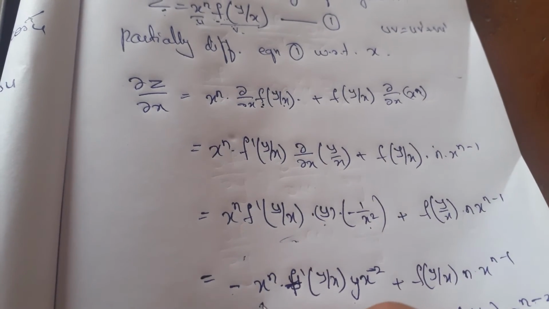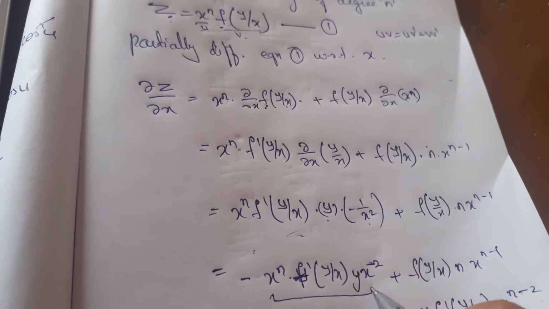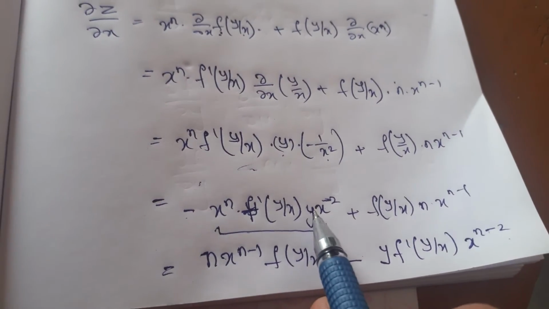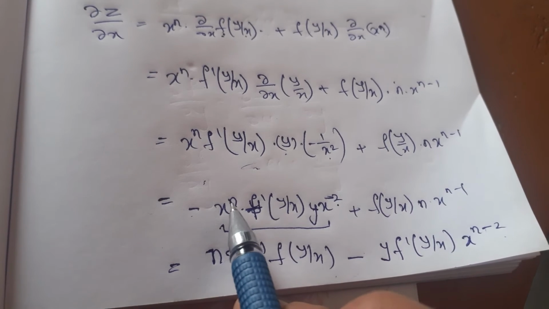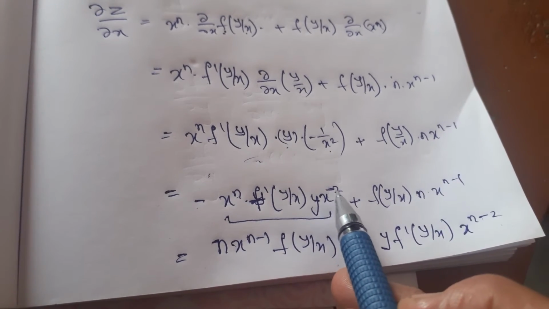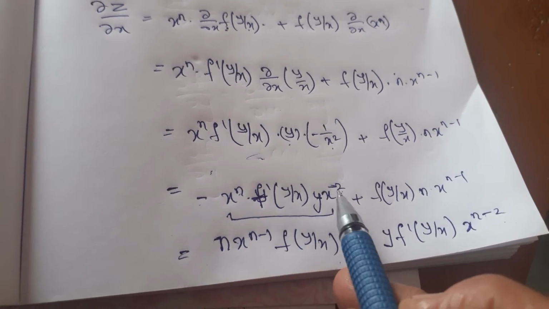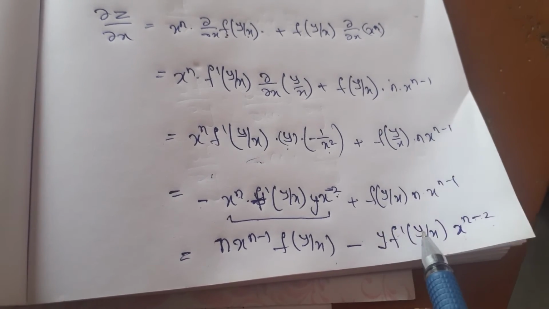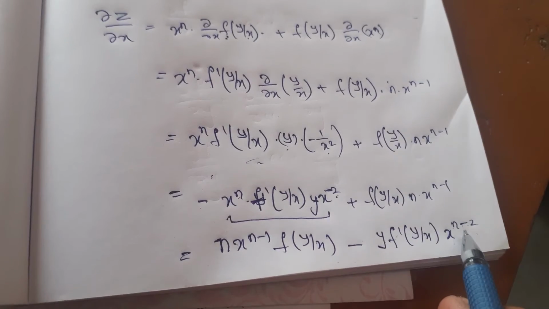So look here, x power n and x power minus 2. When the bases are same, powers should be added. So x power n plus of minus 2, that means x power n minus 2. I have written x power n minus 2, y f dash of y by x, x power n minus 2.